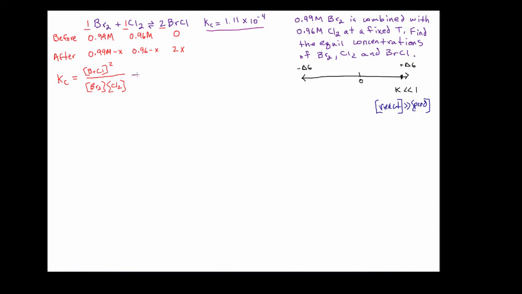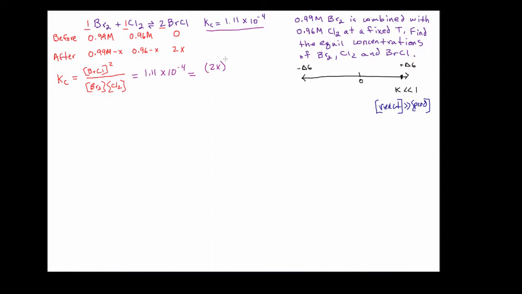Now, we'll go ahead and insert the numbers. So my Kc value for this is 1.11 times 10 to the minus fourth. The concentration of BrCl at equilibrium is going to be 2x.